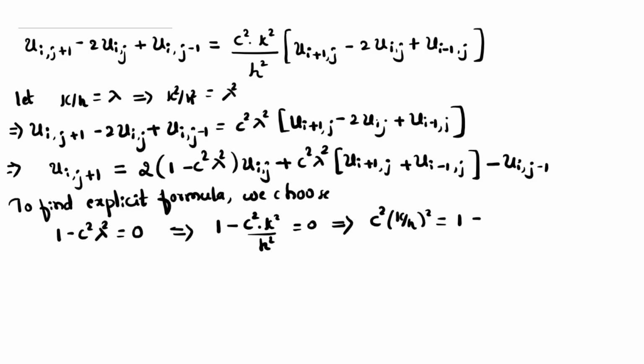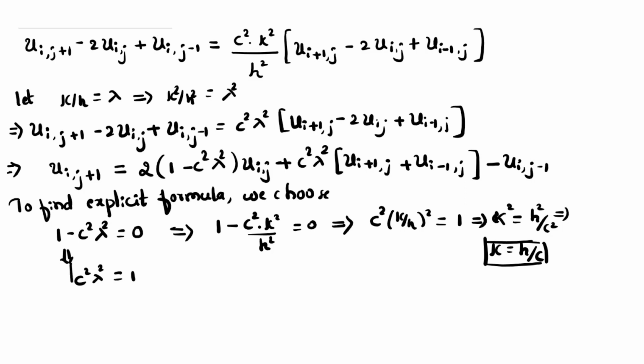Or you may say k square is equal to h square by c square, so k is equal to h by c. And by using this, you can say c square lambda square itself is equal to 1. You can use c square lambda square equal to 1 and k equal to h by c. So we use these notations in this equation.